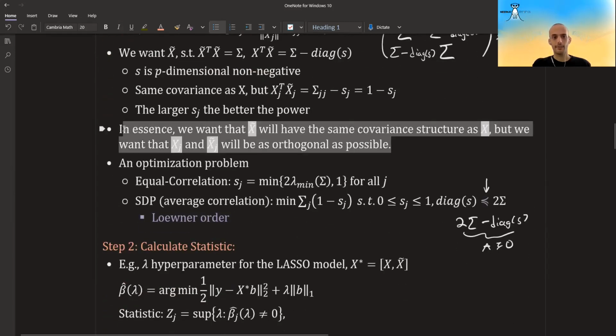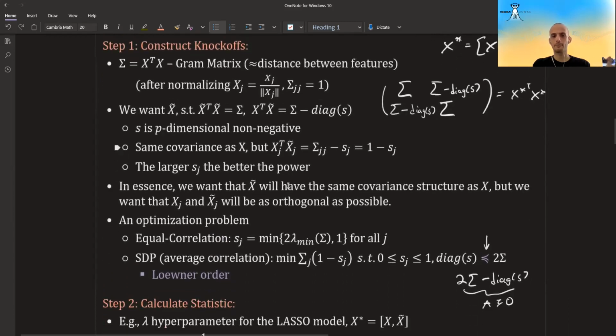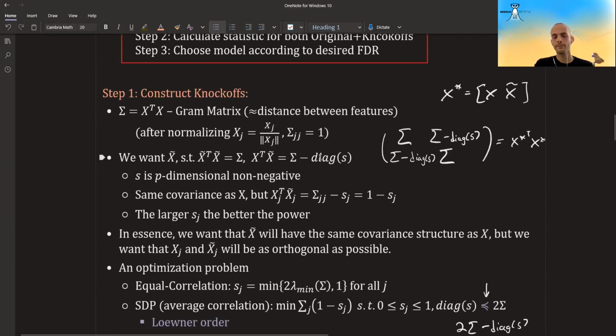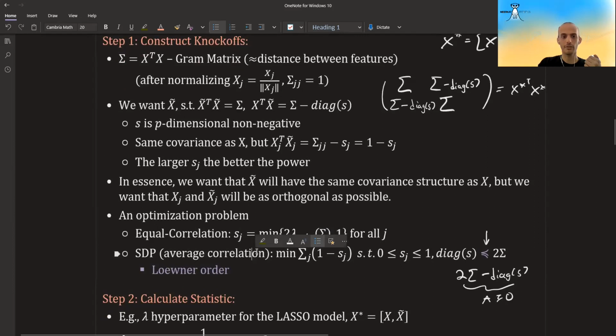Yeah, and this is basically what's written here. And there are two ways to do this. It basically becomes an optimization problem because we want these properties and we have this data. And so there are two ways that are suggested in the paper. One way is to say, okay, we want the diagonal to be the same. So we want Sj to be the same for all j. And in this case, it becomes a linear algebra problem and can be solved. There's a solution for it.